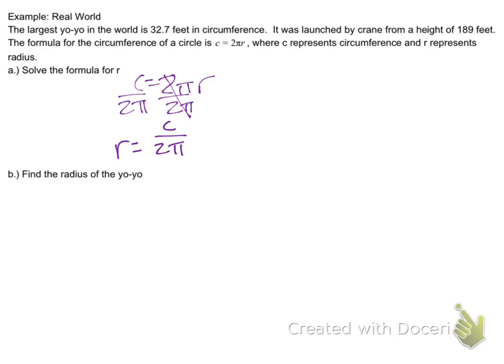And then, using the information that they give you, can you actually find the radius of this yo-yo? I mean, a circumference of 32.7 feet seems like it's a fairly big yo-yo. But if I give you a radius, you might actually have a better idea on how big this is. Right? So, r equals, and I'm using my formula that I just created. That's the cool thing. What's the circumference?